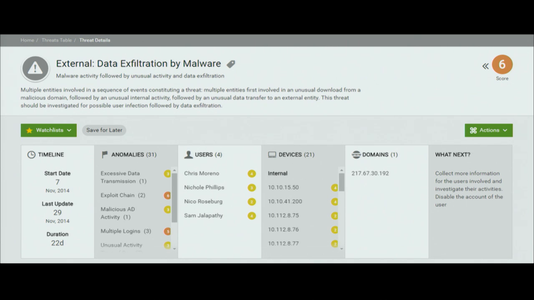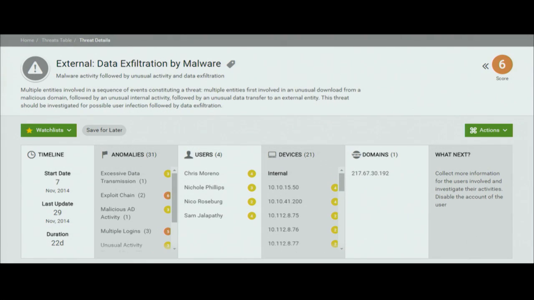So what is the timeline? Straight away, from the first event that's been mapped to this model to the last, it tells you the timeline of events. It gives you a list of all the anomalous behavior that has led to this threat. It gives you an understanding of who the users impacted are across this entire threat. And then finally, obviously, the devices and the domains.